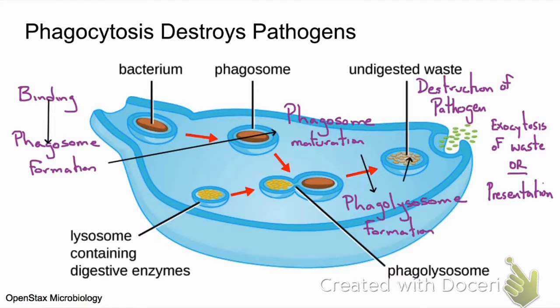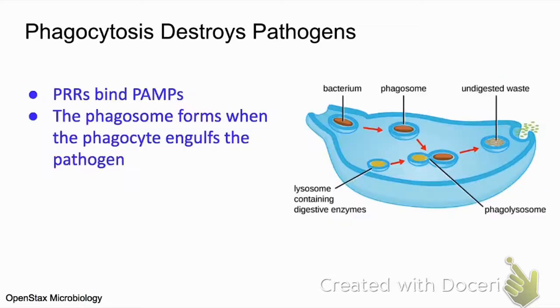In the phagolysosome, the pathogen will be destroyed, and after this destruction, that waste will either be excreted from the cell through the process of exocytosis, or parts of the pathogen will be presented on the surface of specialized phagocytes, and this presentation will help to stimulate the adaptive immune response.